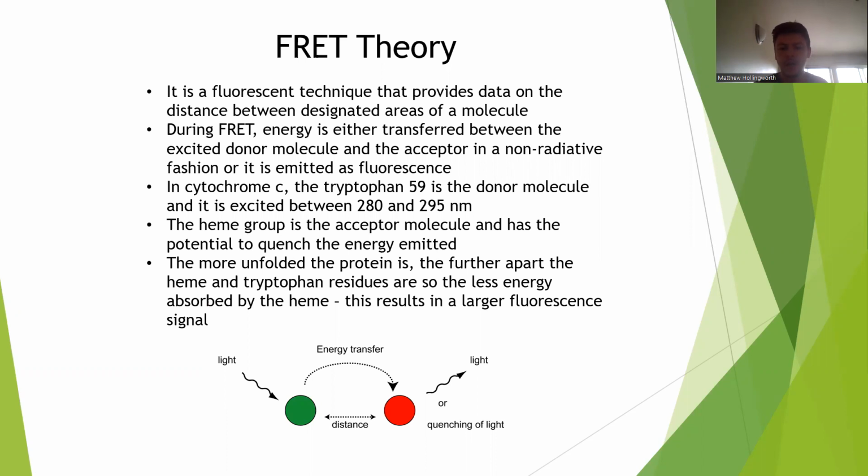And this meant that we could track the unfolding of the protein, because the larger the fluorescence signal, the further apart the heme and the tryptophan were. And so in theory, the more unfolded they were.